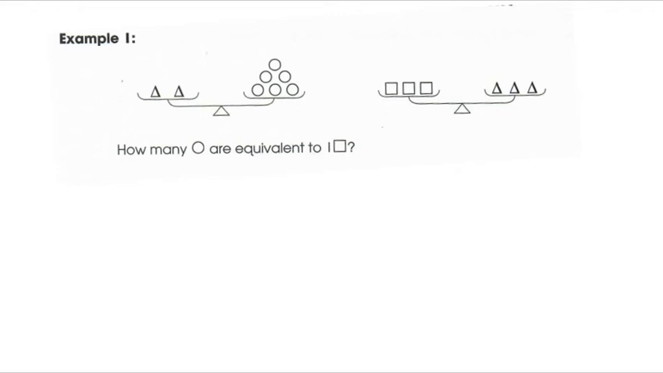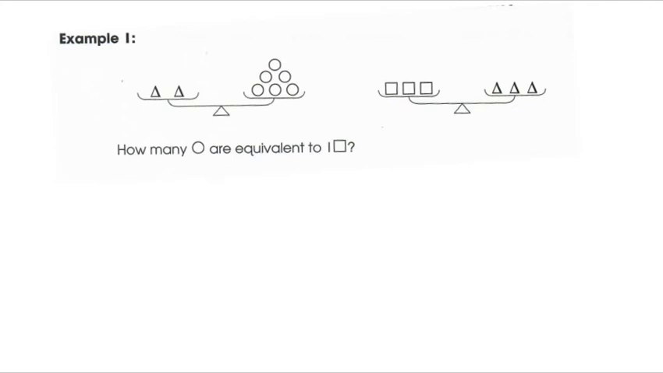Today, we're going to be learning about solving by comparison and replacement. Let's start off with example 1. So here we have 2 triangles and 6 of these circles equaling the same, and then we have 3 squares and 3 triangles equaling the same.